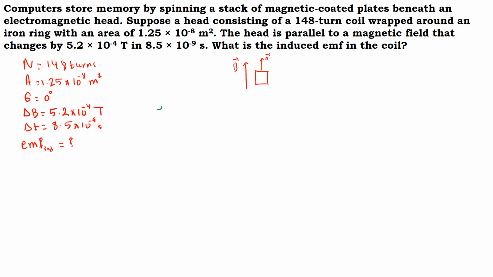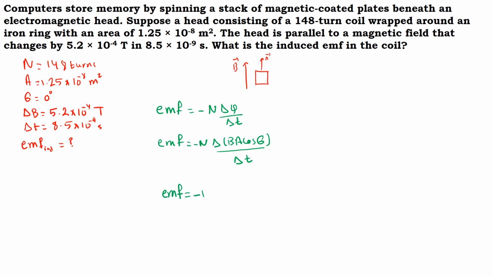The formula for the induced electromotive force is EMF equals minus N delta flux by delta T. N, the number of turns, is constant. Delta flux means the change in the magnetic flux. So EMF equals minus N. The magnetic flux will be replaced by its formula, B A cosine theta, over delta T.